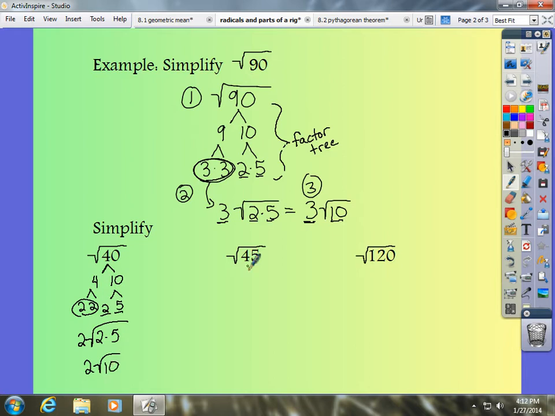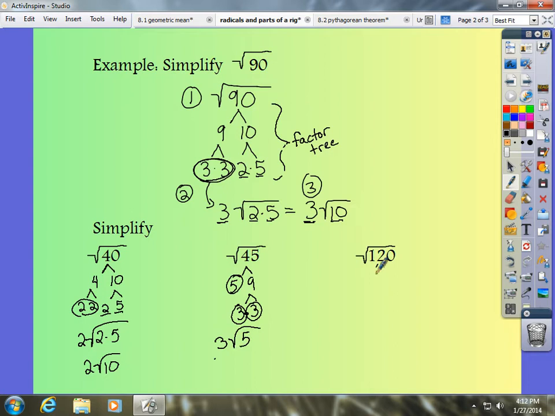45, that is 5 and 9. 9 is 3 and 3. And we can't reduce them any further. The whole point of the factor tree is to get it down to all of its prime numbers, prime factors. We have this pair of 3's. They're going to go on the outside, and the 5 is all by himself inside. The third step, simplifying, we can't simplify this anymore, so we're just going to leave it like this.